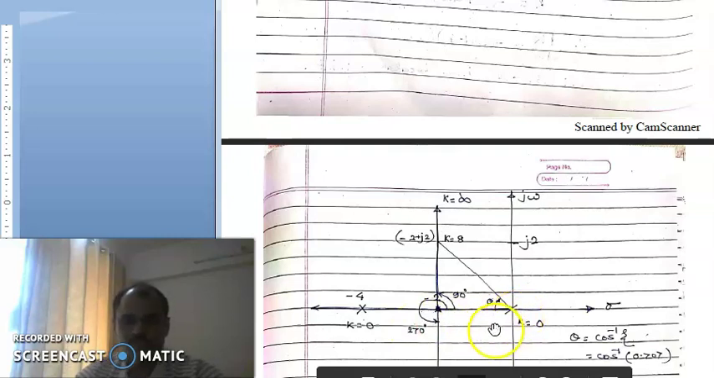Let us summarize the root locus in S-plane. We have 2 branches, the beginning points, the first branch, second branch with the angle of asymptotes.